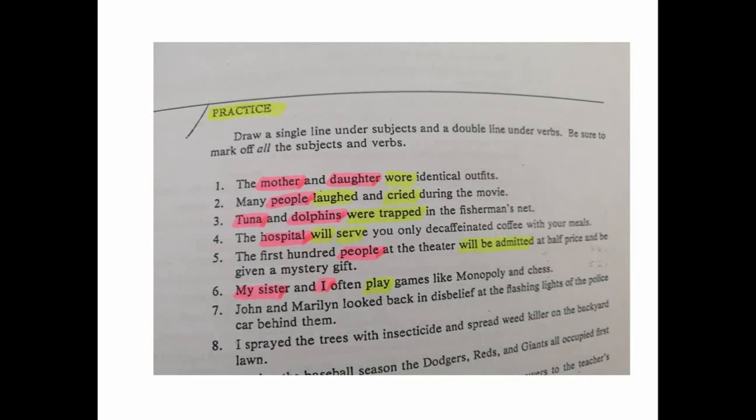Tuna and dolphins were trapped in the fisherman's net. So who were trapped or what were trapped? Tuna and dolphins. That's a compound subject. They what? Were trapped. Here it's not a compound verb. Pay attention, please. Here it's one verb, but it has two words, not two actions. Two words for the verb, which is a helping verb and a main verb.